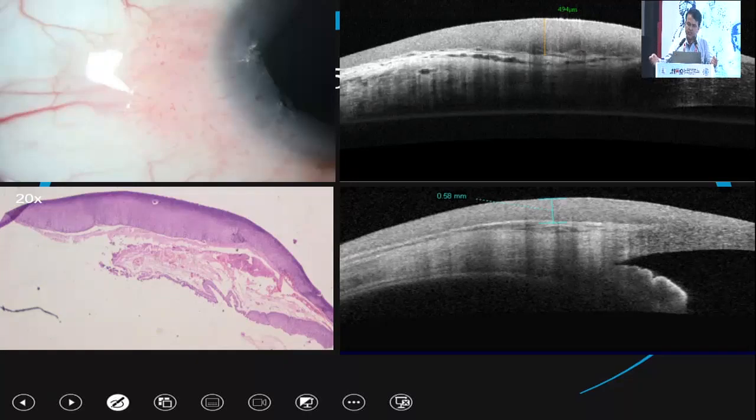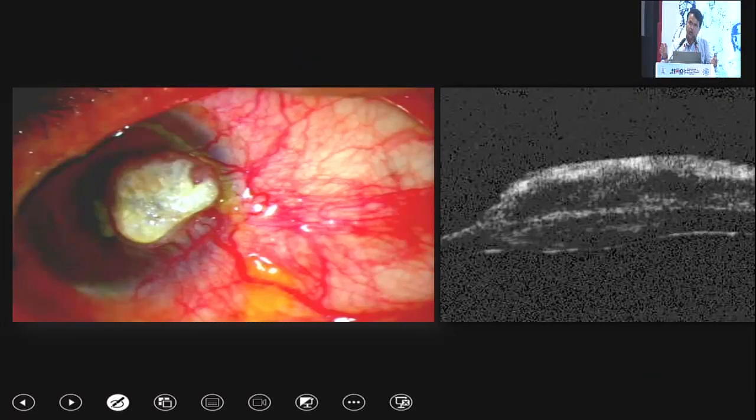These are all situations where ASOCT has been performed, and you can actually see that it mimics the histopathology finally. So ASOCT and UBM are very good tools in diagnosing OSSN and also determining the depth of the lesion or the base of the lesion, which becomes very important. This is a corneal OSSN.